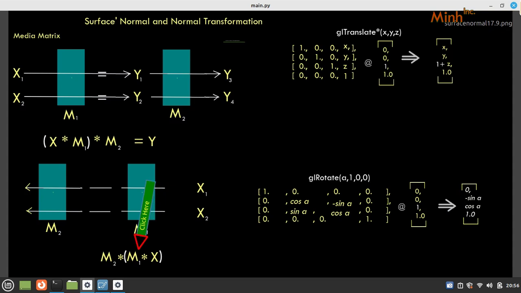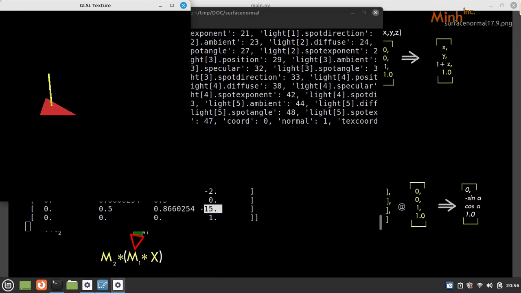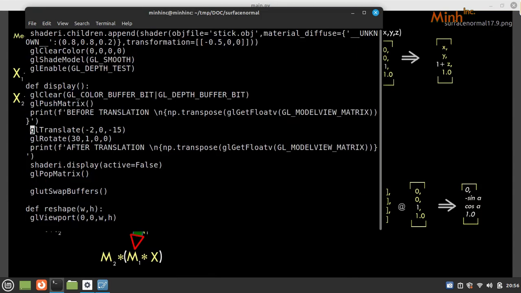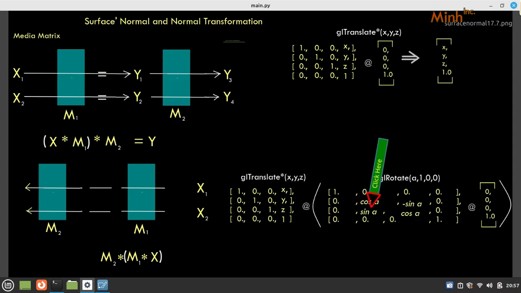Okay, input is multiplied by the last. So if I take our code example, then the input will be multiplied first by this rotation matrix, then by translation. We are doing translation first, then rotation, then we are drawing it. Okay, so this is the rotation matrix and this is the translation matrix. So we saw that this is how it happens. First rotation gets multiplied and then translation.